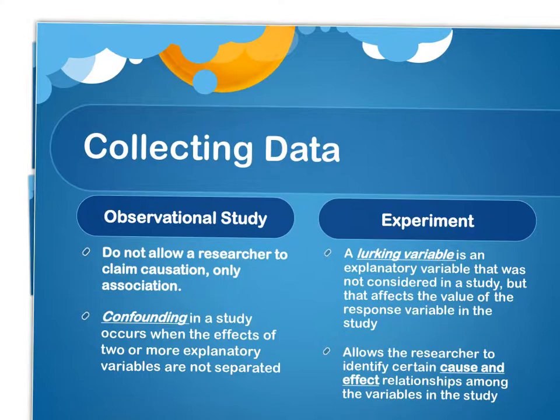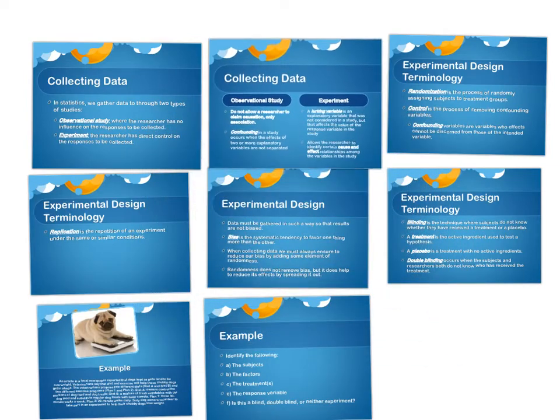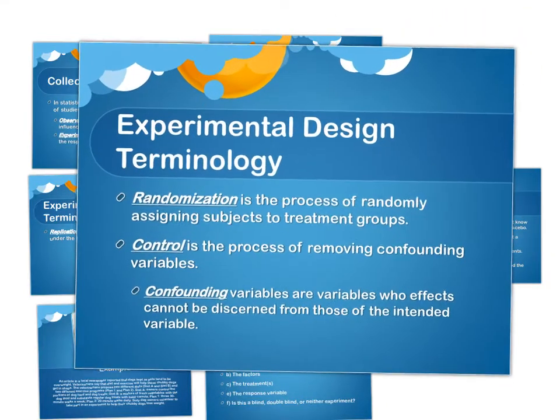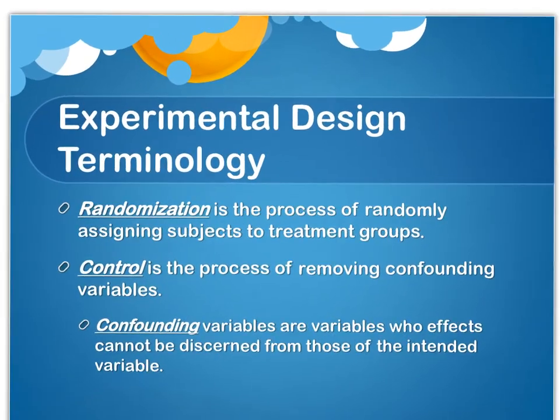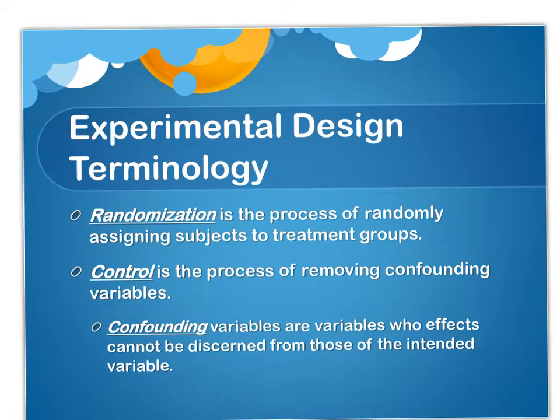Now, an experiment involves a lot of terminology, so let's cover some of it. The first thing we're going to talk about is the design of an experiment. A good experiment has four principles that we should always follow. The first principle is called randomization. Randomization is the process of assigning subjects to treatment groups randomly. Random assignment helps us spread out the bias.